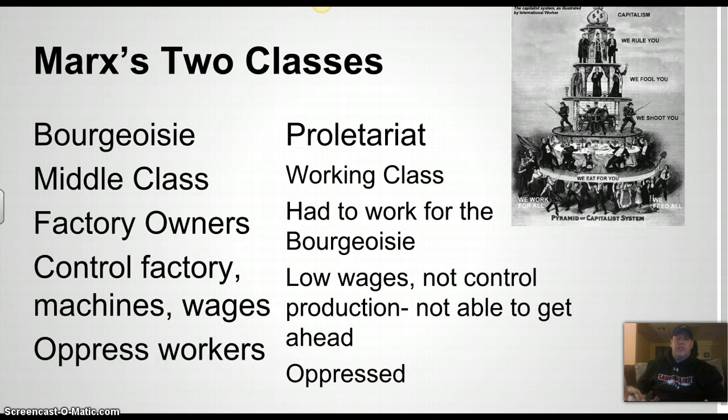They get a lot of low wages. They cannot control production. They cannot get ahead. And so they're going to be forever impressed. Kind of this little picture up here: at the very bottom, most of the people, we work for you, we feed you. And at the very top, the military, we shoot you. The government, we fool you, we rule you. That kind of thing is what it ends up coming down to. And so that's where everything rolls into.